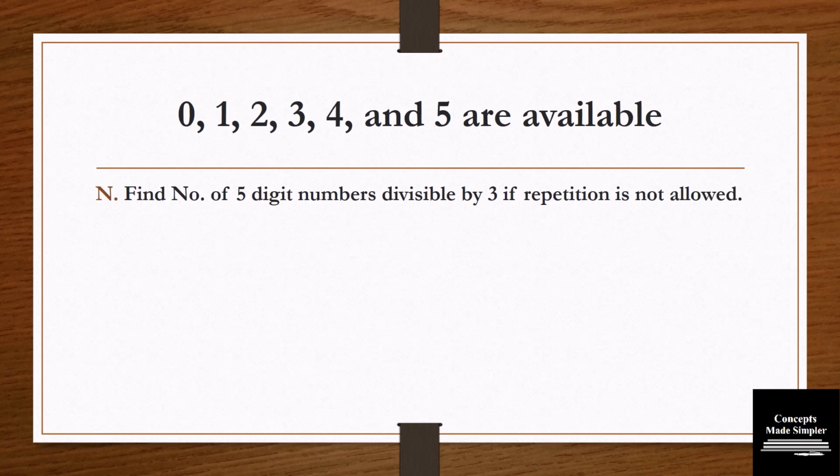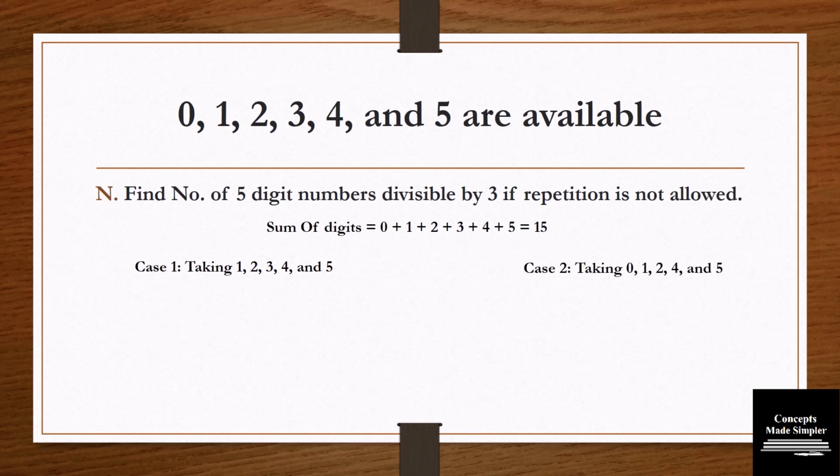The solution is, the sum of the digits is 15. Now we have 6 digits with us and we have to form a 5-digit number. So we can remove only one digit. So the only possible way by which, removing one digit, we can form a number that is divisible by 3 is either by removing 3 or by removing 0. So the two possible cases are: the first case being taking 1, 2, 3, 4 and 5, and the second case being taking 0, 1, 2, 4 and 5.